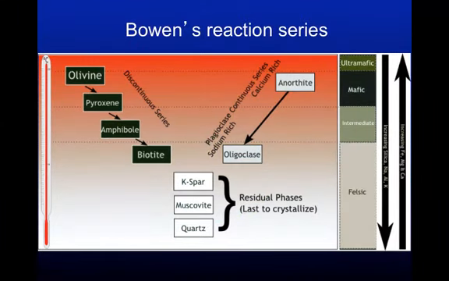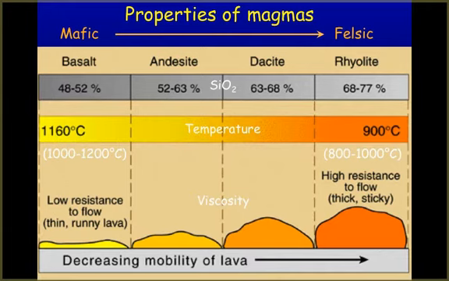Now, a little bit about the properties of the different magmas. And I'm including this because what we've been talking about is basically the composition of the rocks and how it affects the color index and also the composition of the phenocryst.